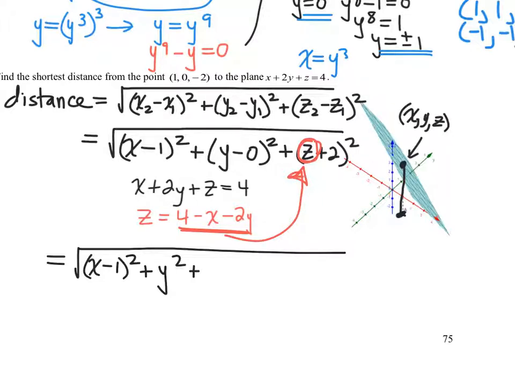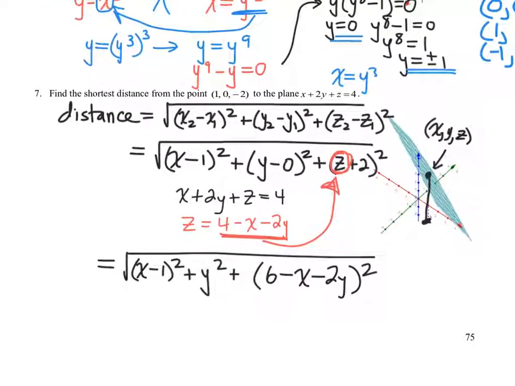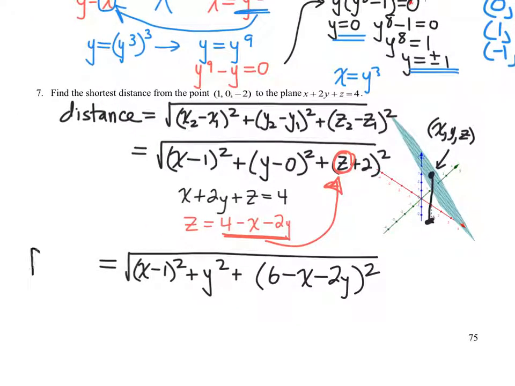That's what's happening here. I'm letting x be whatever it wants to be. y can be whatever it wants to be, but z has to follow this relationship. Whatever x and y are, they have to be plugged in here to give us a particular z. So when I replace the z with 4 minus x minus 2y, I get a new quantity of 6 minus x minus 2y, quantity squared. All right, so that's my function of x comma y.